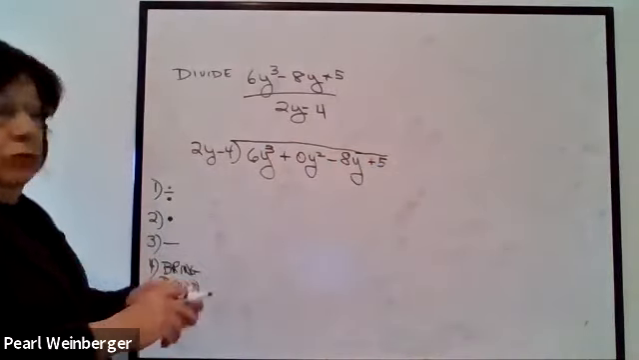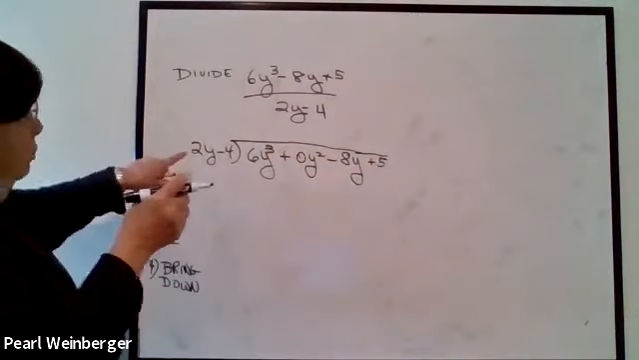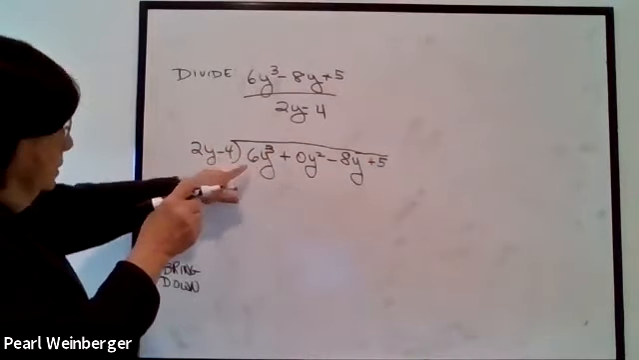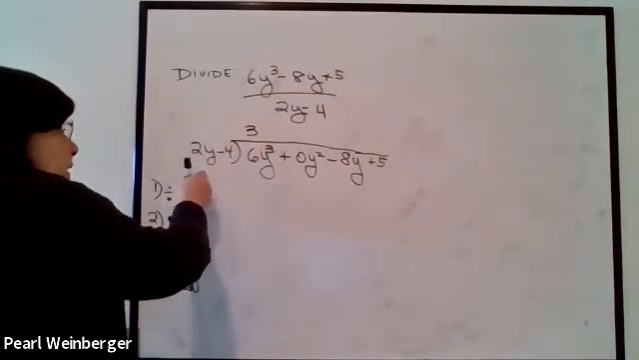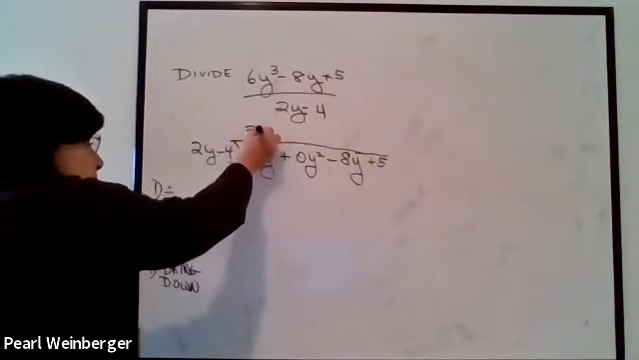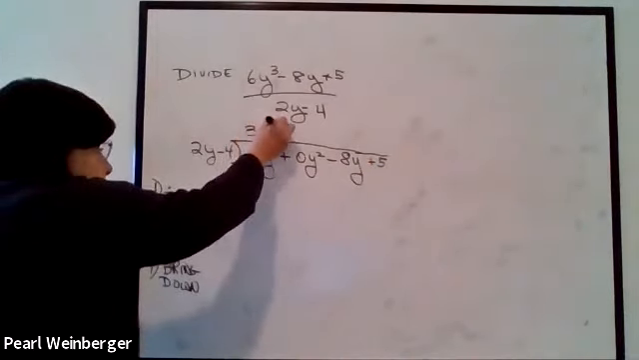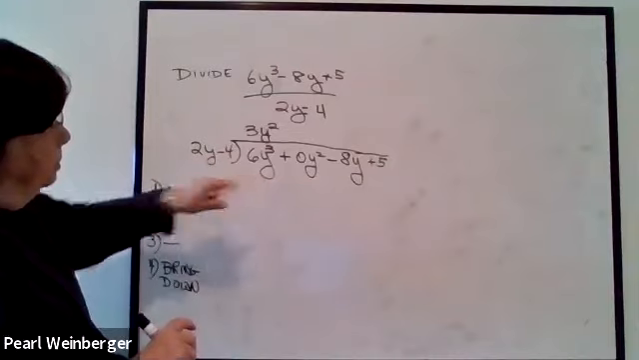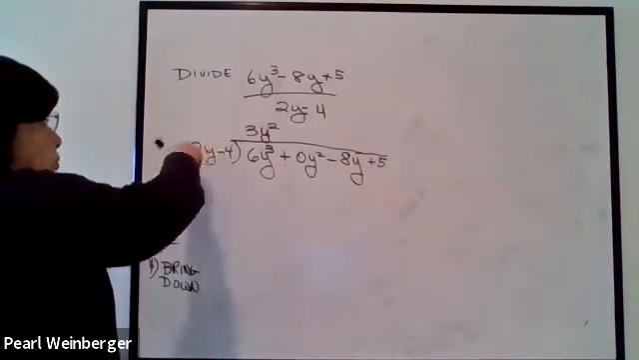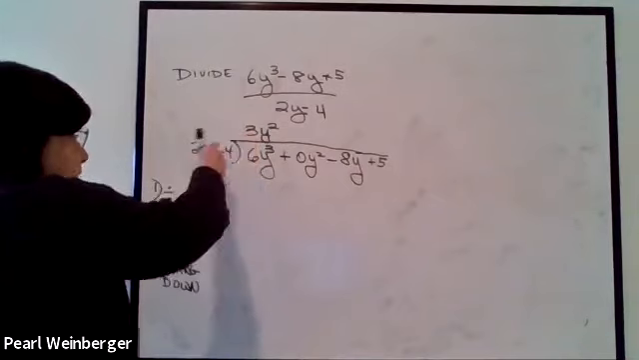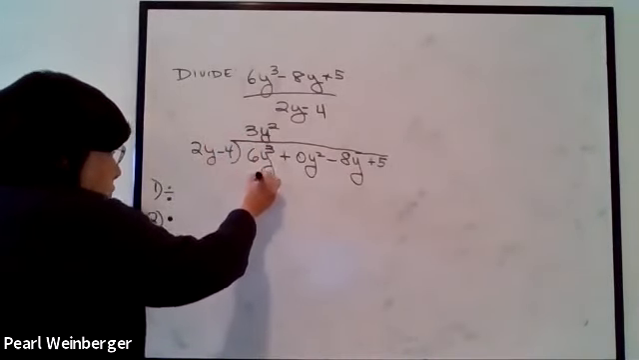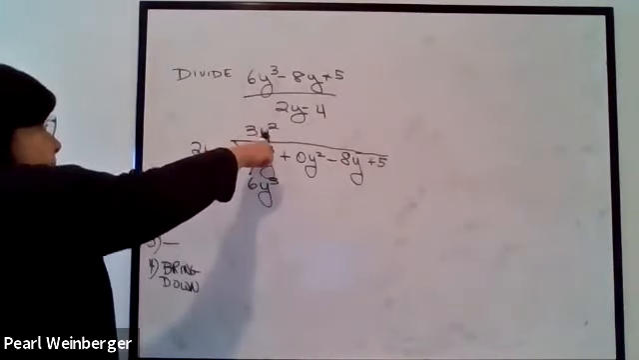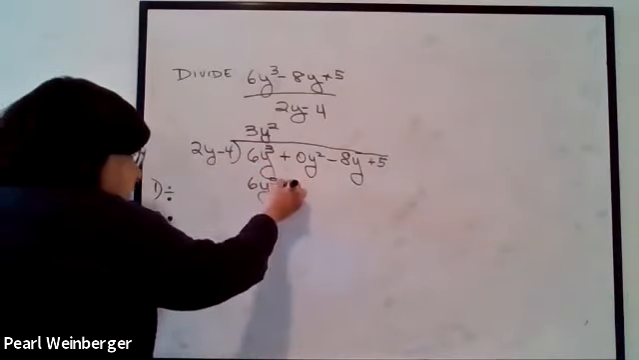Okay. And now we're going to proceed the way we did before. We're going to take our first term and divide it into our first term. 2 into 6 goes 3. Y into y squared, again, subtracting exponents, gives me y squared. I take what I put on top, the 3y squared, and multiply it by my whole binomial. 3y squared times 2y is 6y to the third. Remember, when you're multiplying, you're adding the exponents. And 3y squared times negative 4 is negative 12y squared.